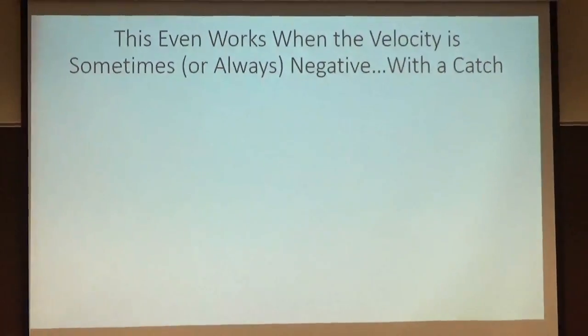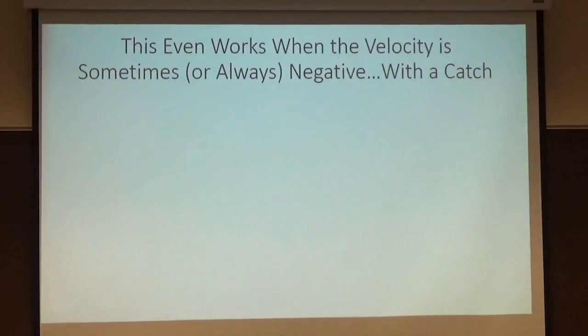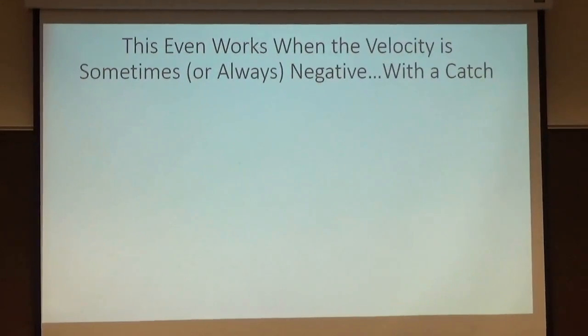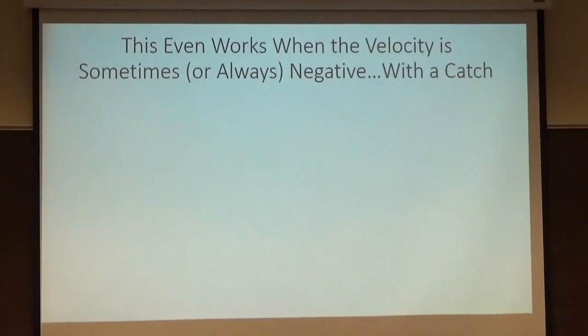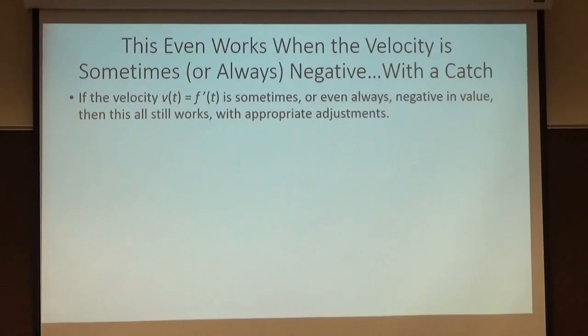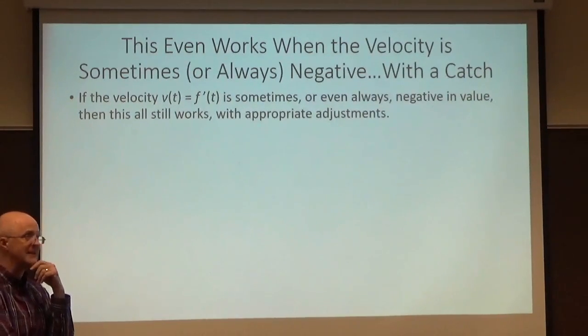Okay. This even works when the velocity is sometimes or always negative, with a catch. It doesn't work exactly in the same way, but in a similar way. This slide doesn't have any graphs. It's just general statements that we are going to apply in another slide that has graphs. If the velocity, v of t, is f prime of t, is sometimes or even always negative in value, then this all still works with appropriate adjustments.